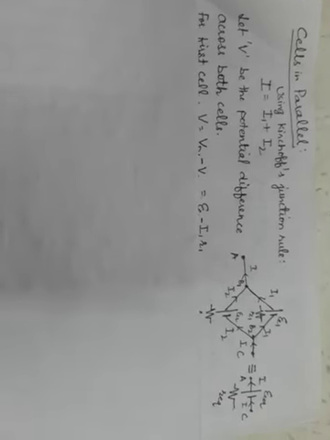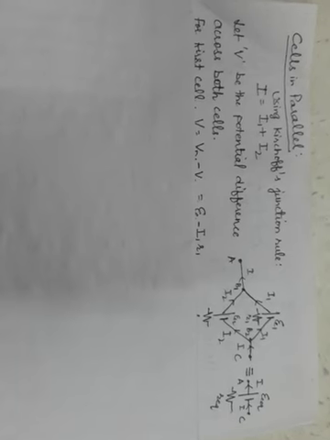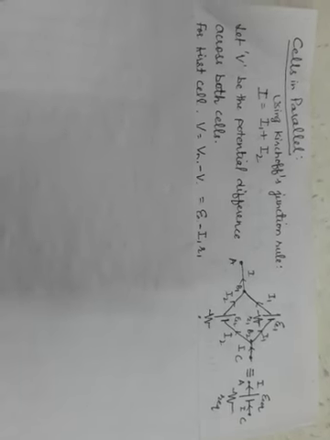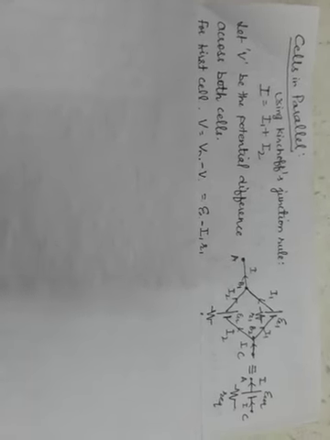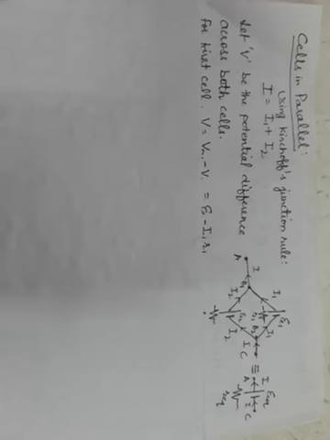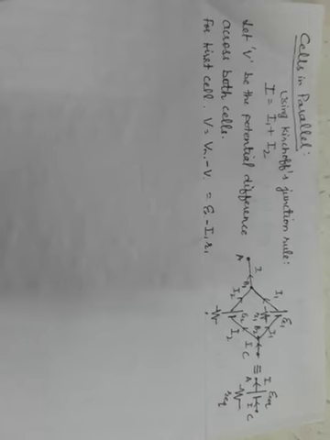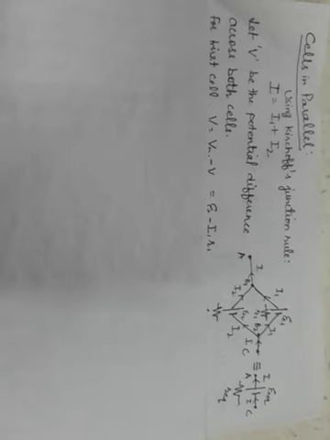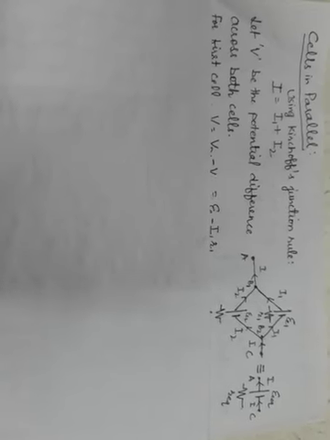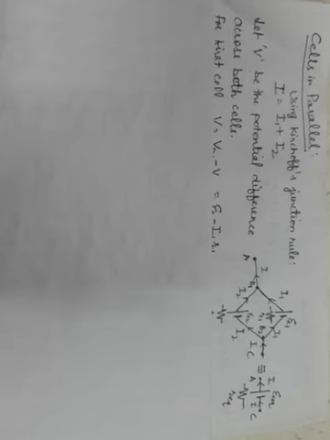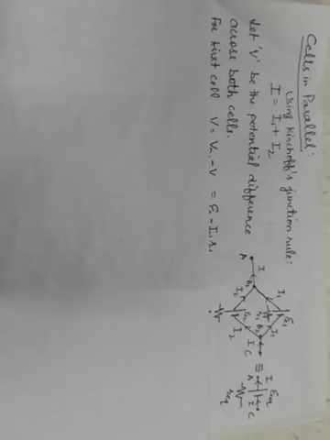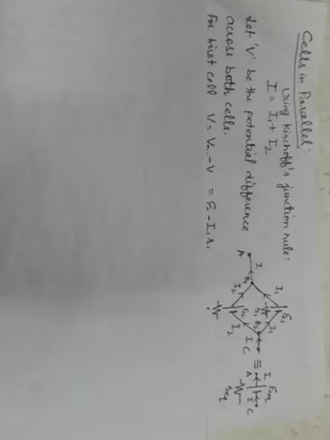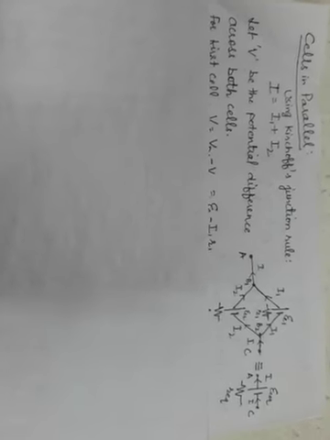Now the parallel combination of cells. For simplicity, I assume two cells of EMFs E1 and E2, internal resistances R1 and R2 respectively, connected in parallel as shown in figure. Let I1 be the current flowing through the cell of EMF E1, whereas I2 is the current flowing through the cell of EMF E2. Using Kirchhoff's junction rule, the value of I will be equal to I1 plus I2. I assume that you know the statement of Kirchhoff's junction rule, that is the sum of currents entering a junction should be equal to the sum of currents leaving a junction.